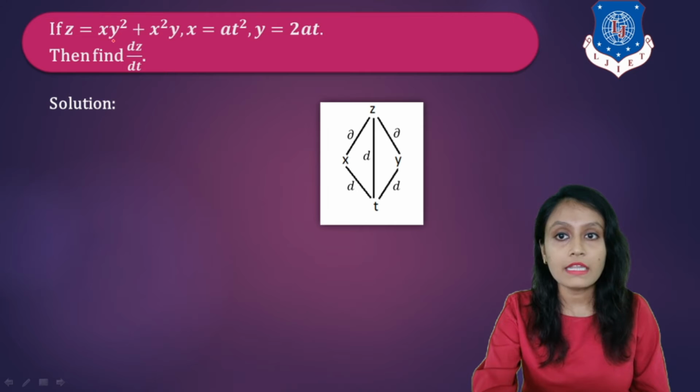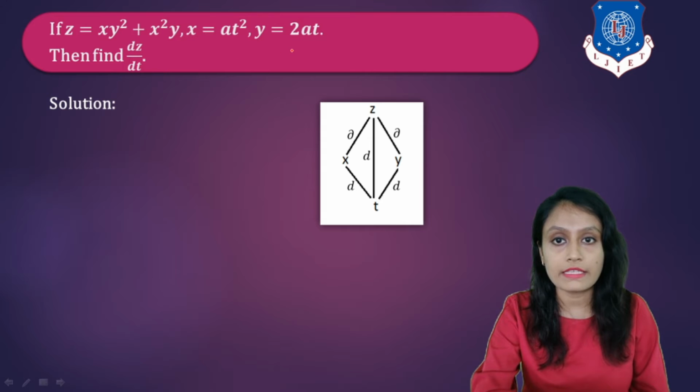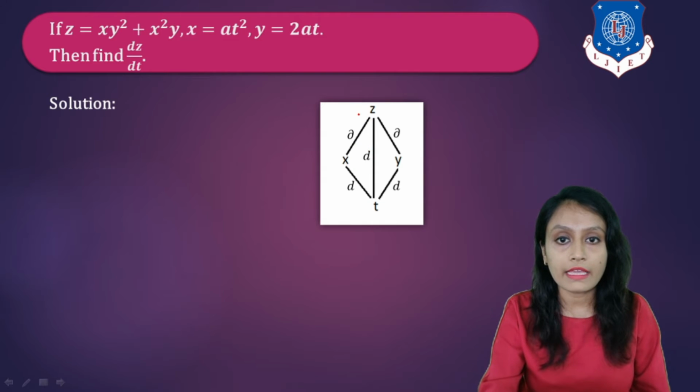Okay, next example. If z is equal to xy square plus x square y, and x is equal to at square, y is equal to 2at, then find dz by dt. So firstly we will draw the tree diagram. Here z is a function of x and y. Then x and y are functions of t. So we will write like this.